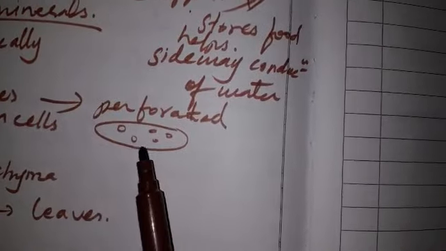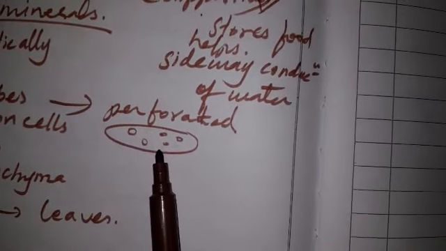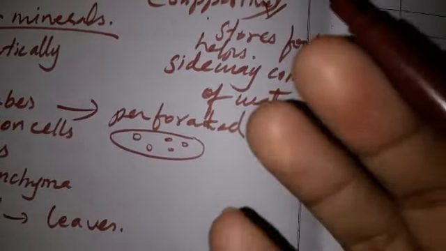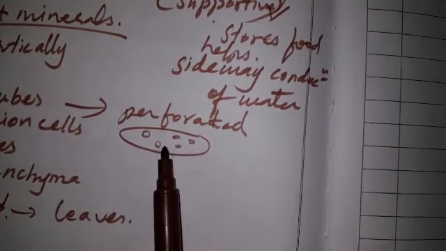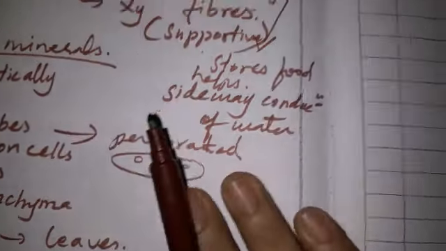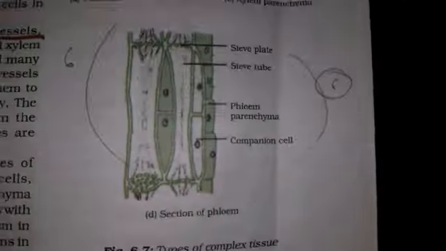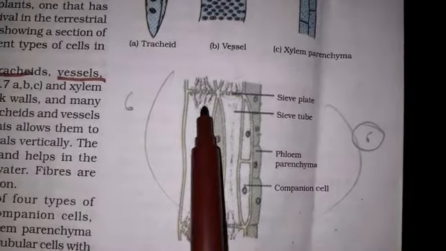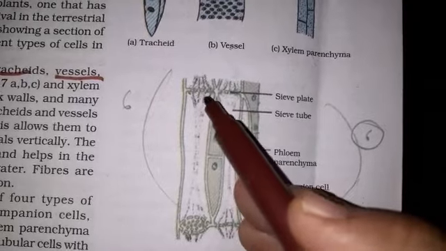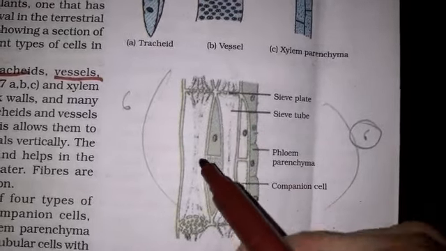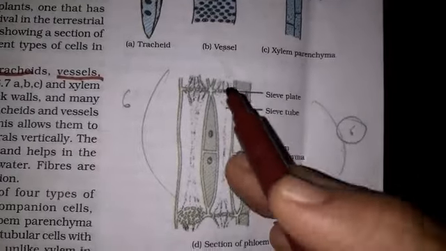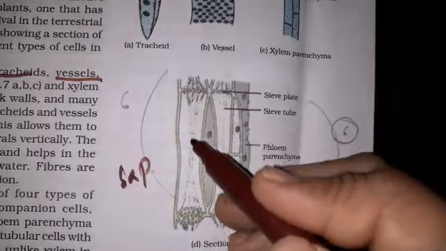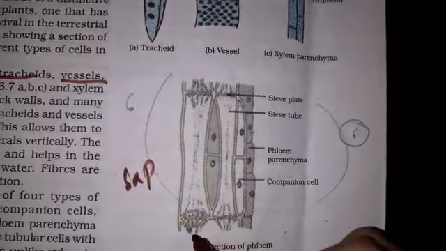These sieve tubes have a perforated cell wall, sieve-like. You know a sieve, right? When we are cleaning the floors, we use a sieve. Sieve-like things will be there in the phloem, not the xylem. So whatever food is prepared in the leaf will move like cell sap, coming down from the sieves to the next tissue.